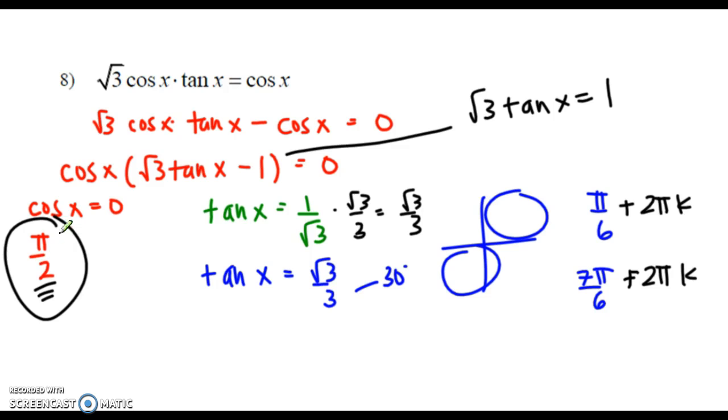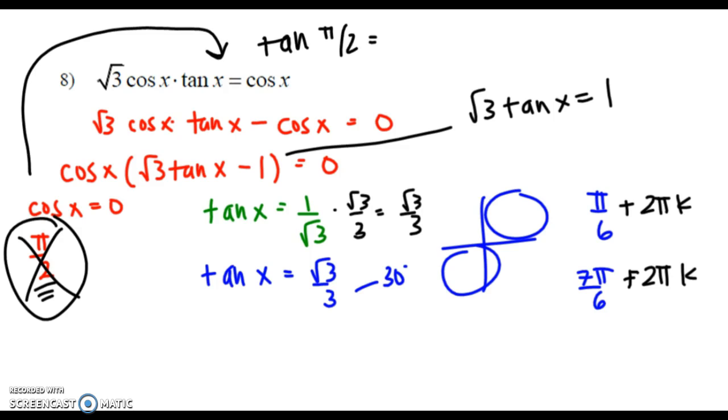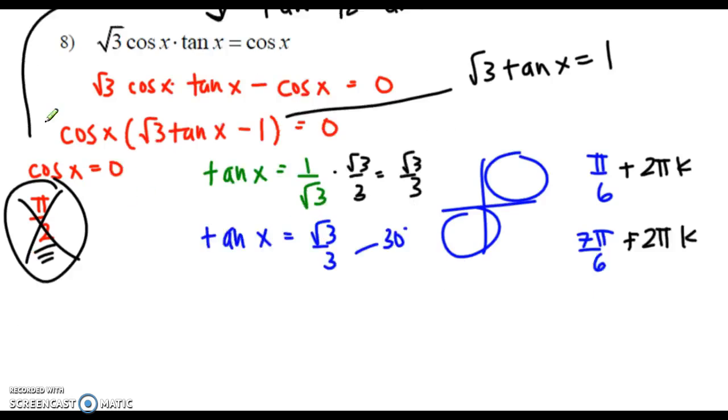The issue is this pi over 2 we're not going to include because tangent is undefined. So that would cause your equation to fail. So just make sure anytime you have tangent, you're looking for pi over 2, whether or not that's going to pass or fail.